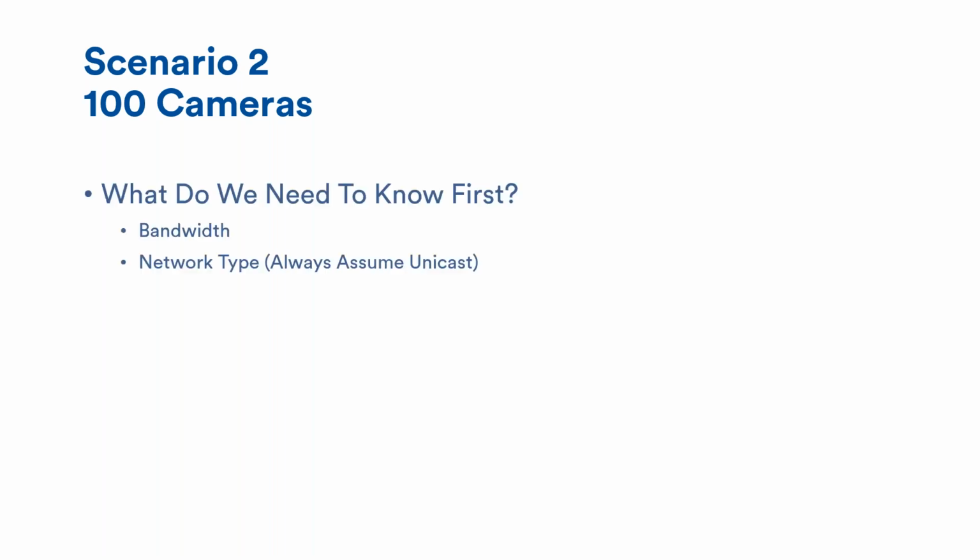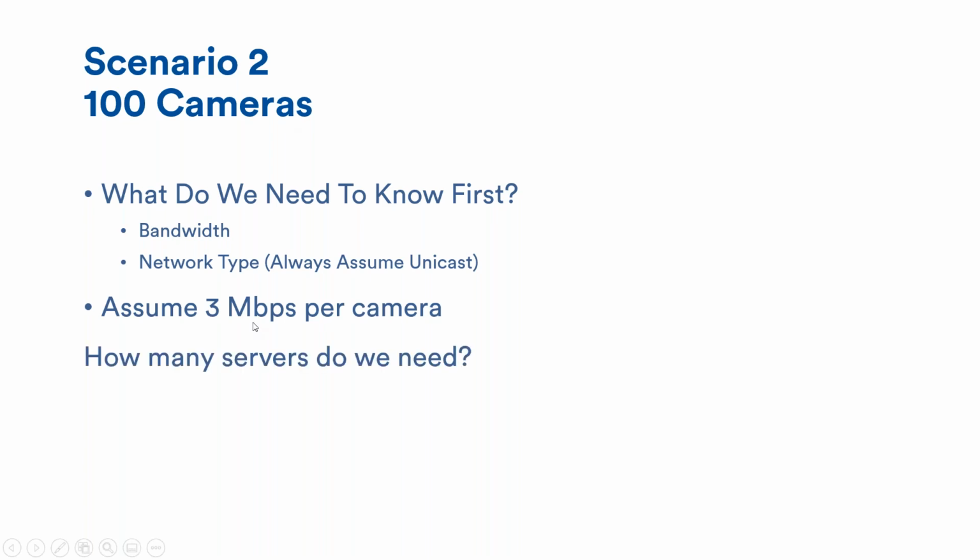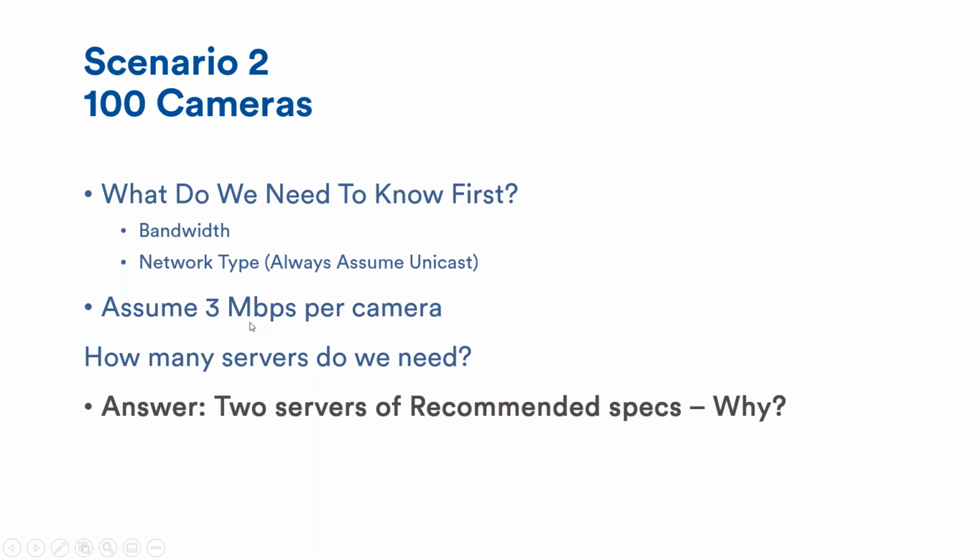Scenario number 2, we have 100 cameras. Of course, we need to know the bandwidth. The network type is unicast or multicast, but unless we're told differently, in providing quotes, we're always going to assume unicast. And we're going to assume that we have 100 cameras streaming at 300 megabits per second. So how many servers do we need?